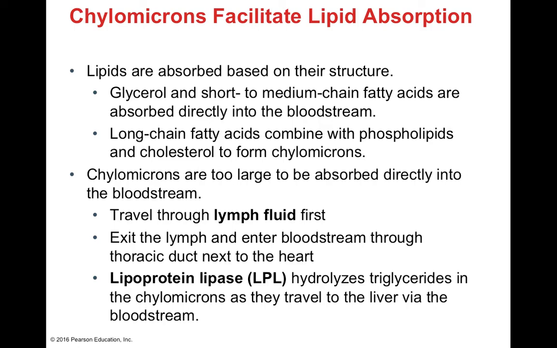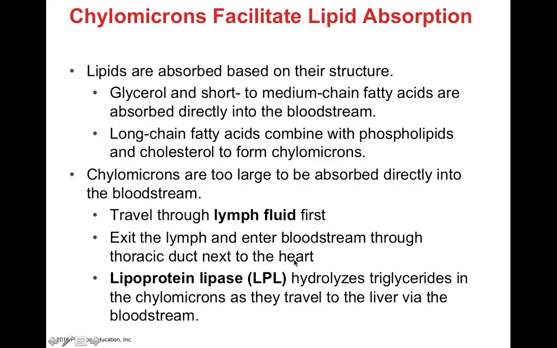All right, so lipids are going to be picked up or absorbed based on their structure. Smaller things like glycerol and short to medium chain fatty acids are going to be absorbed directly into the bloodstream, but larger things are going to have to get picked up through the lymphatic fluid. And before they do that, they're going to combine with phospholipids to form what's called chylomicrons. And again, chylomicrons are very large. In fact, they're too large to be absorbed directly into the bloodstream, so they have to travel through the lymphatic fluid first, and then they're going to exit out of the lymph and eventually get into the bloodstream via the thoracic duct, which is next to the heart.